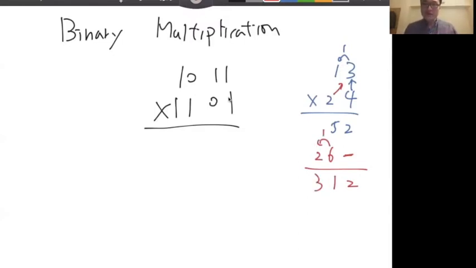We still use the same way. So actually, there's not much difference between binary and decimal, except that in decimal the biggest number for one digit is 9, and in binary it is 1. So we can do the same way. 1 times 1 equal to 1. So there's no carry on. 1 times 1 equal to 1. No carry on. 1 times 0 equals 0. 1 times 1 equal to 1.